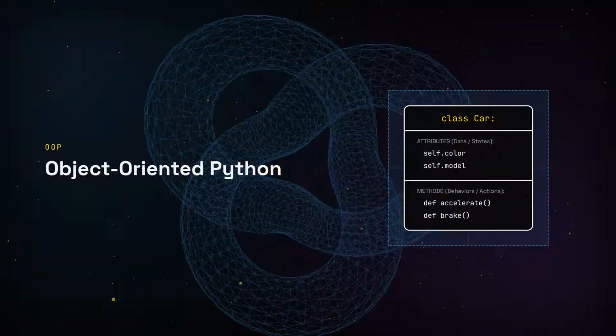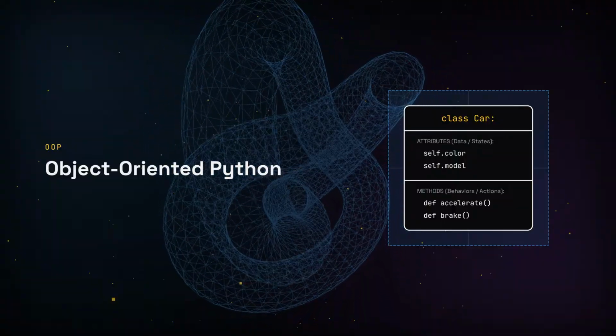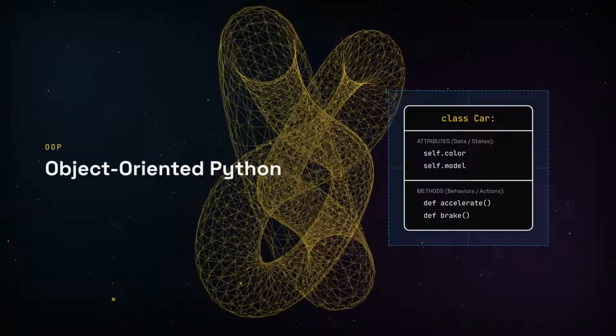In Python, a class defines the shared attributes, like color and model, and behaviors, called methods, like accelerate and brake, that all objects created from that blueprint will possess.